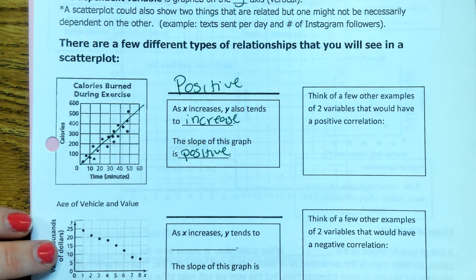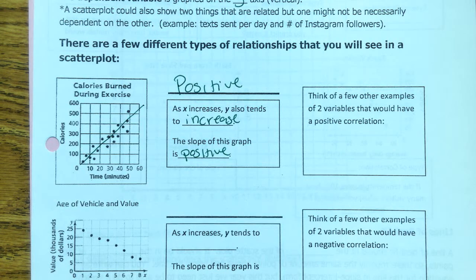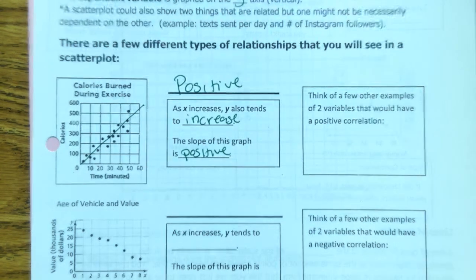Something else that would have a positive correlation would be the amount of money you spend at the mall and the number of outfits you have. If you spend more money on clothes, you're going to have more outfits, probably. Okay, not necessarily if you buy designer clothes.